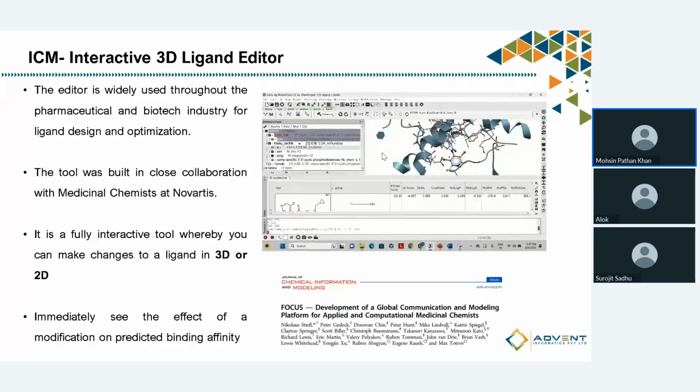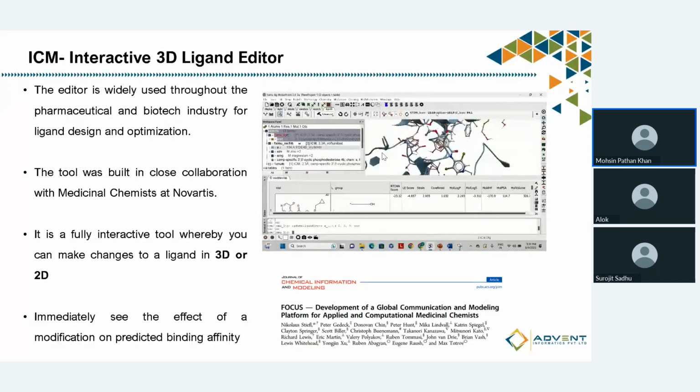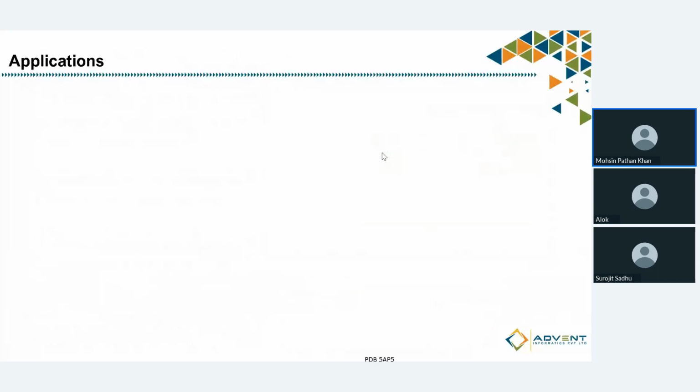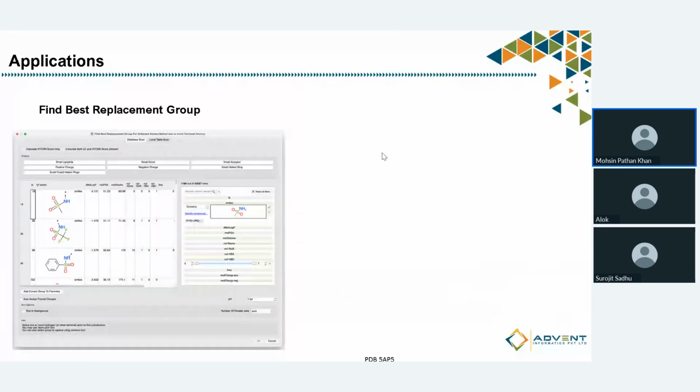Now, if we talk about the applications of the ICM 3D ligand editor, there are a number of applications in which it has been widely used. The first one is finding replacement groups for your ligand molecule. Let's say you have a standard ligand molecule and you want to replace some functional groups with other functional groups and see the effect of those groups on the binding interaction of your ligand molecule within the binding site of the protein of interest.